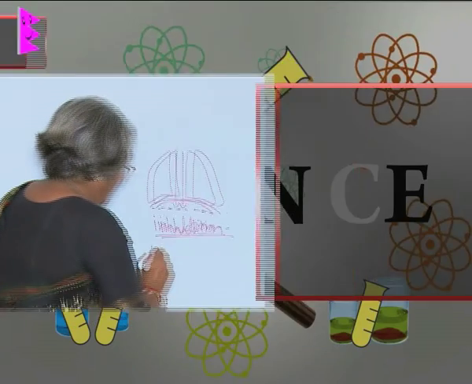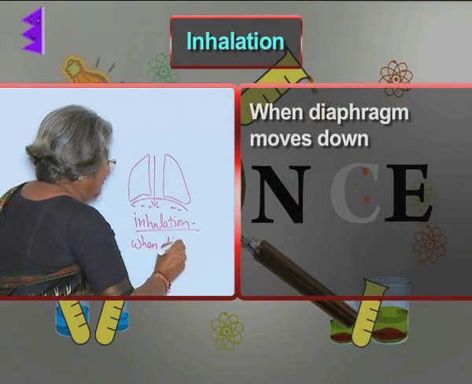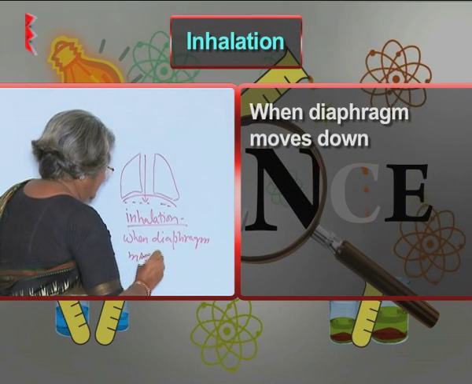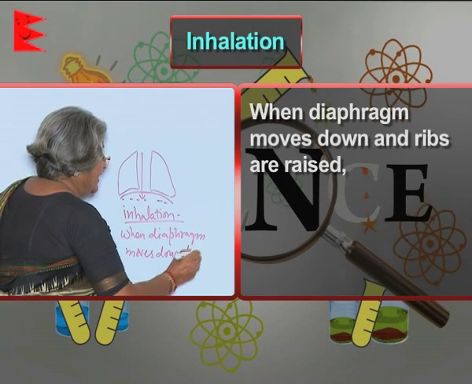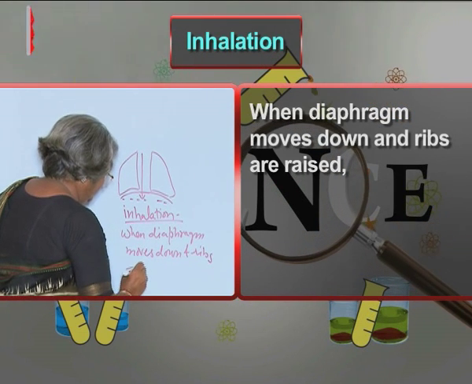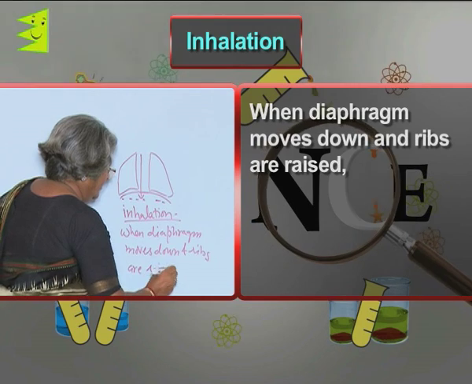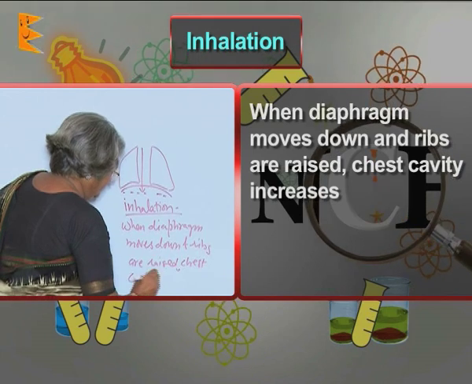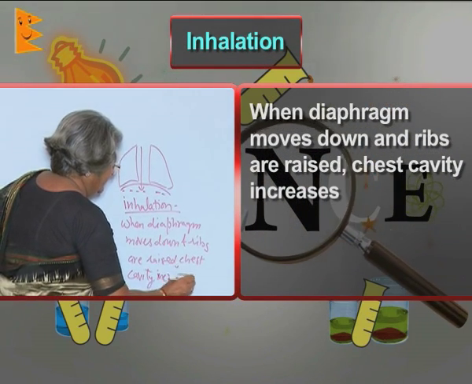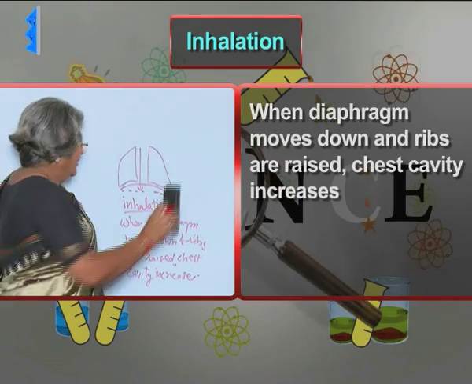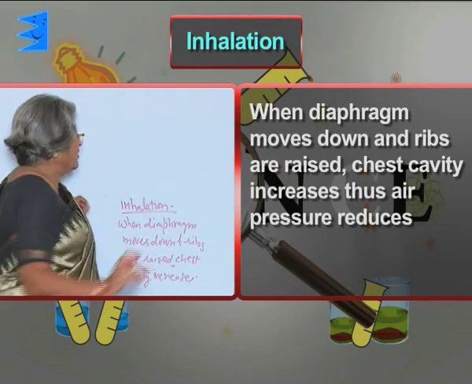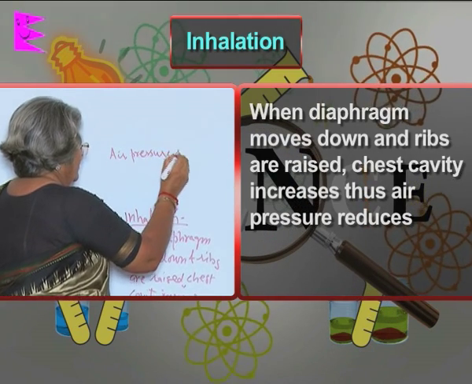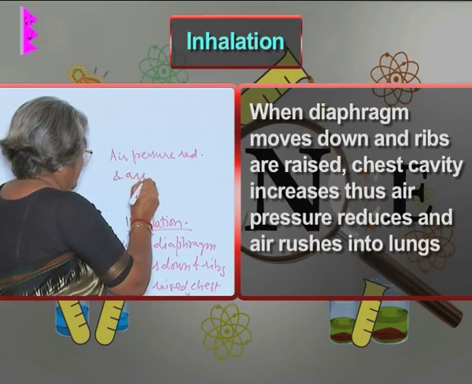So, you can say when the diaphragm moves down, and ribs are raised, the chest cavity increases. So, air pressure reduces and air rushes into the lungs.